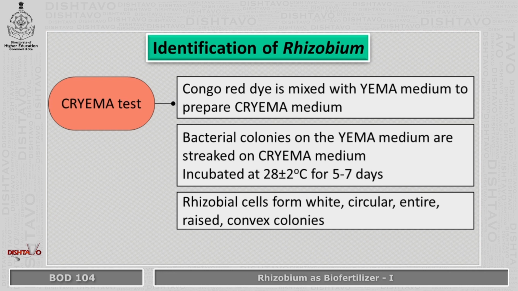Identification of rhizobium. Rhizobial colonies can be identified by the following tests. CR-YEMA test. Congo red dye is mixed with YEMA medium to prepare CR-YEMA medium. Bacterial colonies on the YEMA medium are streaked on CR-YEMA medium, and the Petri plates are incubated at 28 degrees Celsius for 5 to 7 days. Rhizobial cells form wide, circular, entire, raised, convex colonies.